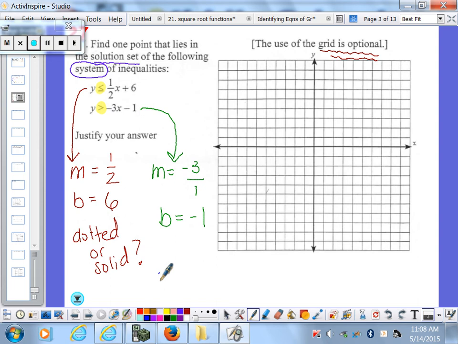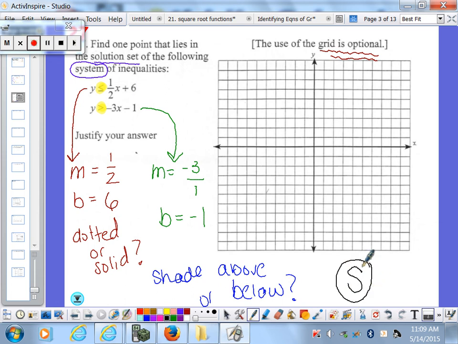You need to decide whether you're going to shade above or below the line. How you'll figure that out is you'll go back to your inequality signs that were here and here, and think about whether the inequality is applying that you would go above or below. So in the end, you should have some overlapping shaded region. Please remember to put a nice S with a circle that represents your solution set over the overlap.